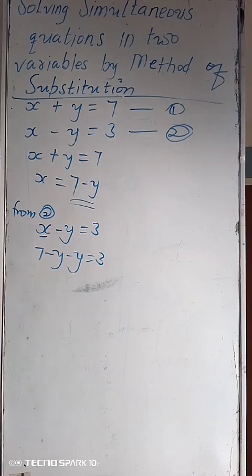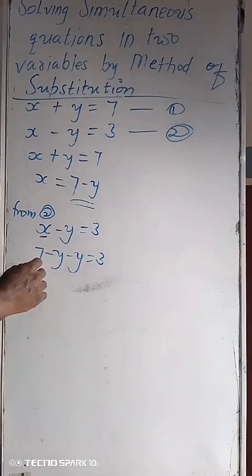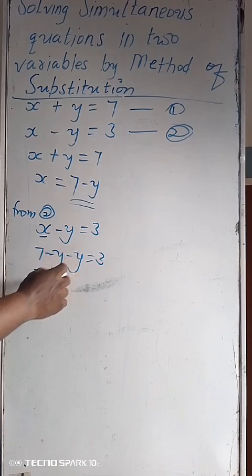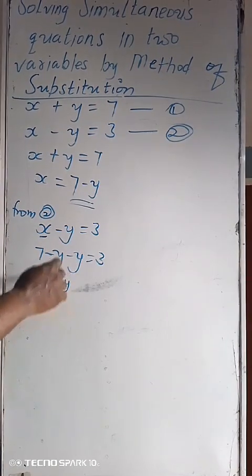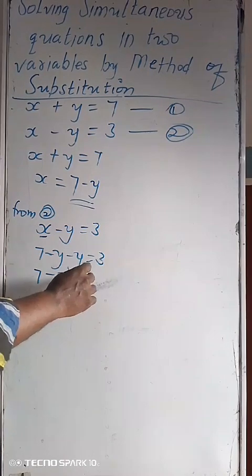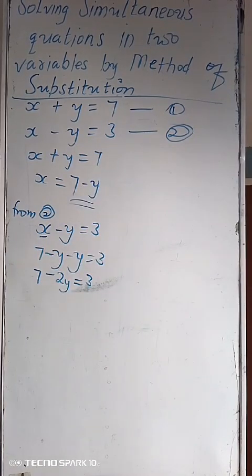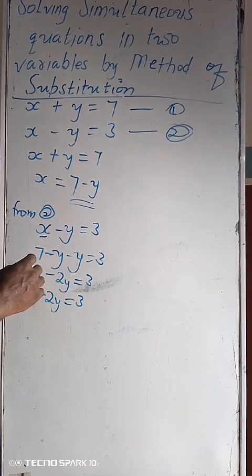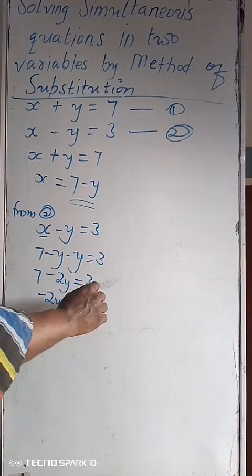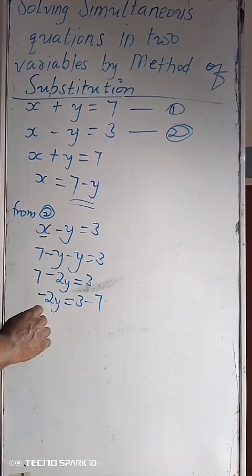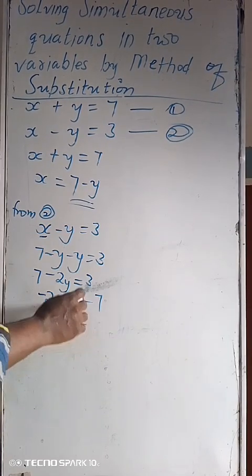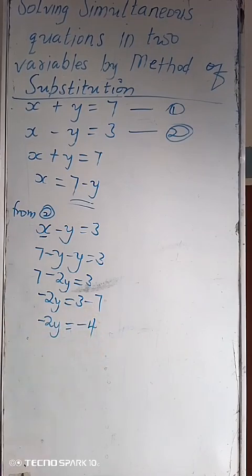The next thing is that we have to simplify. So I maintain my 7, and negative y minus y will give me negative 2y, and it is equal to 3. Now let us group like terms. I will maintain my negative 2y, and then 3 will be here. Positive 7 is here, so the inverse will be negative 7. Let's simplify. Negative 2y is equal to 3 minus 7, which will give me negative 4.